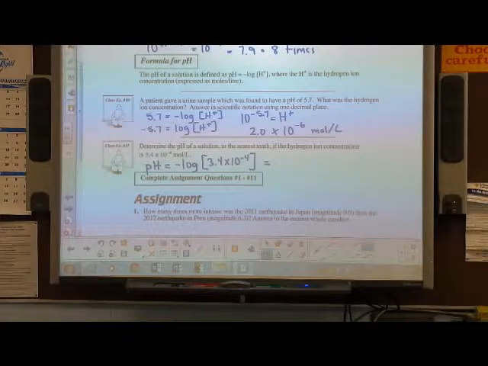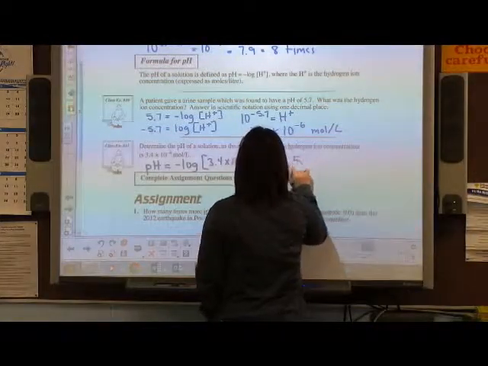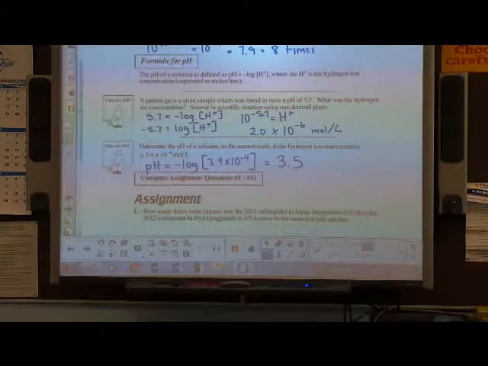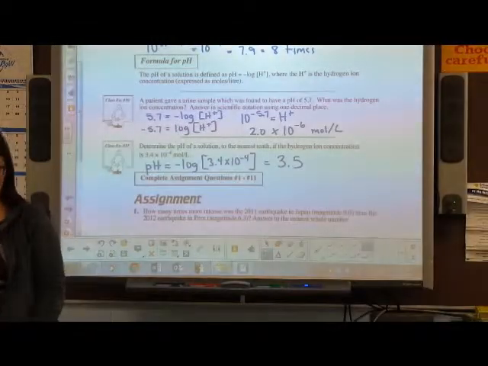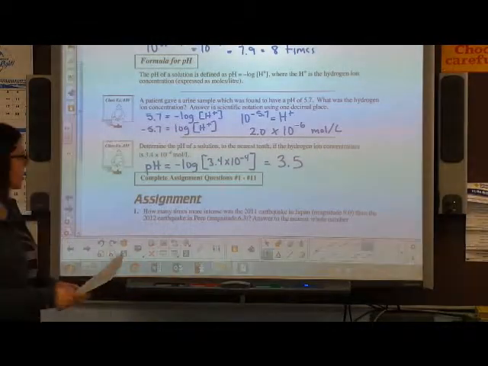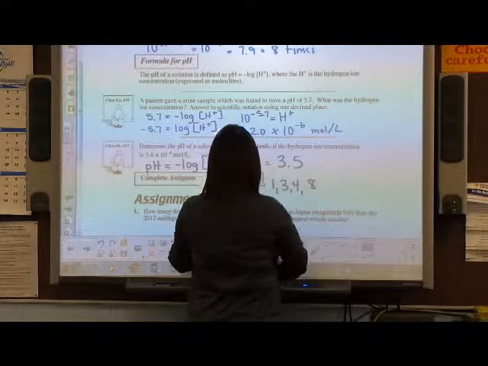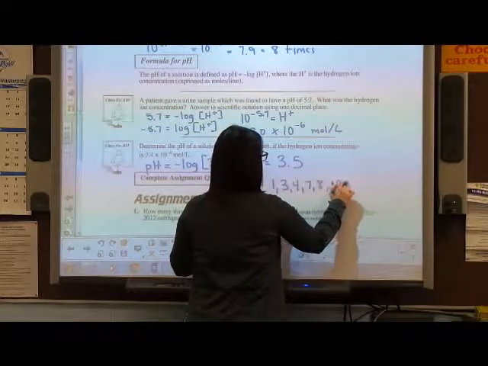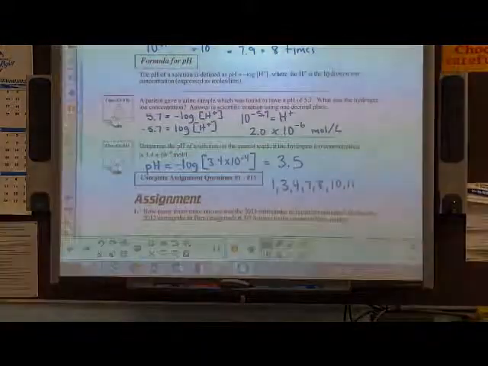What'd you get, Fabia? 3.4685, so 3.5. And then what I could possibly do is look at a reference chart and determine what the substance possibly is, because now I know its acidity. So the questions for you: 1, 3, 4, 7, 8, and 10, 11. And that is chapter 4.